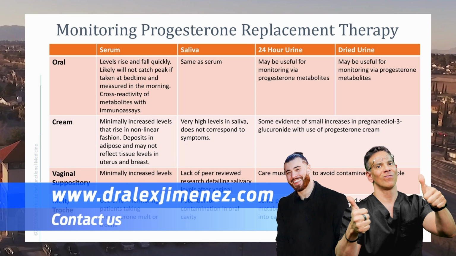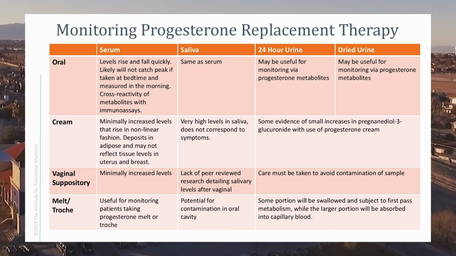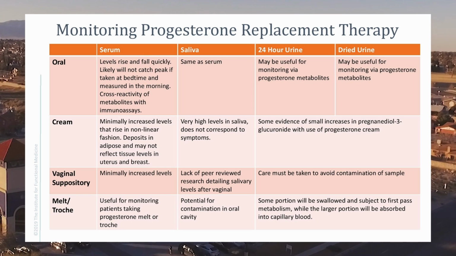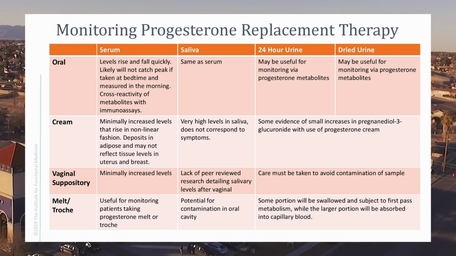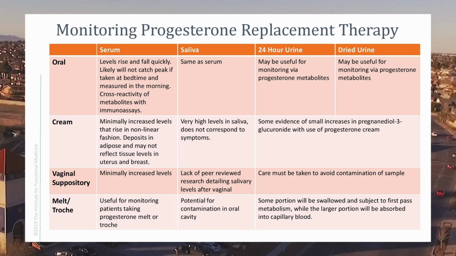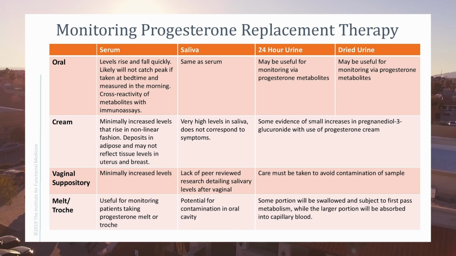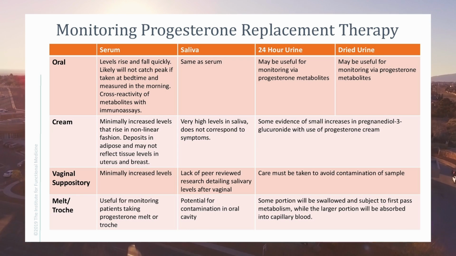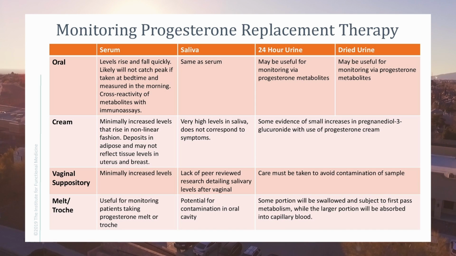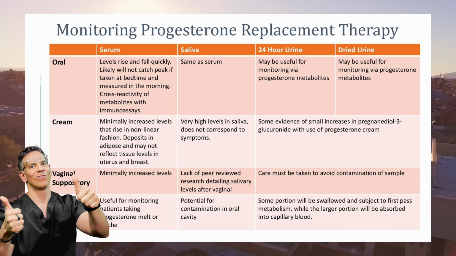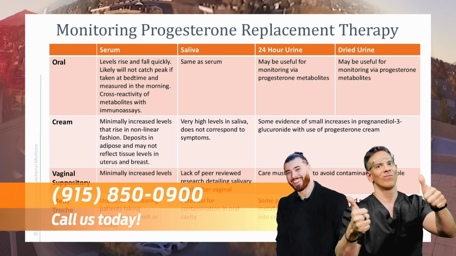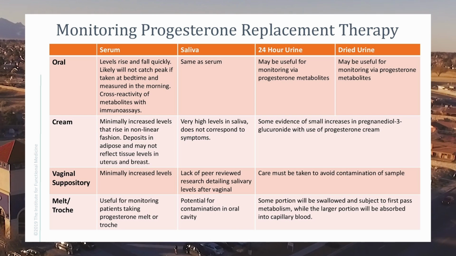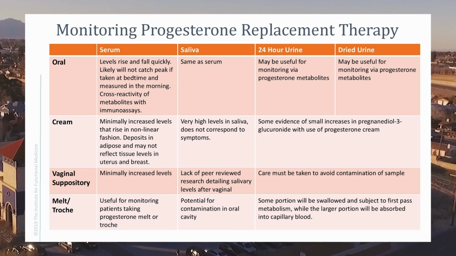Now, with creams and transdermal progesterone, none of the testing makes any sense because you get minimally increased levels in the serum that don't really rise in any particular way that makes sense. Like all steroid hormones, these are fat soluble. So what if it goes and sits in adipose rather than getting into the bloodstream? A serum level doesn't necessarily reflect the tissue levels in the uterus and the breast, which is where we care about it. So a serum level for progesterone cream is problematic.